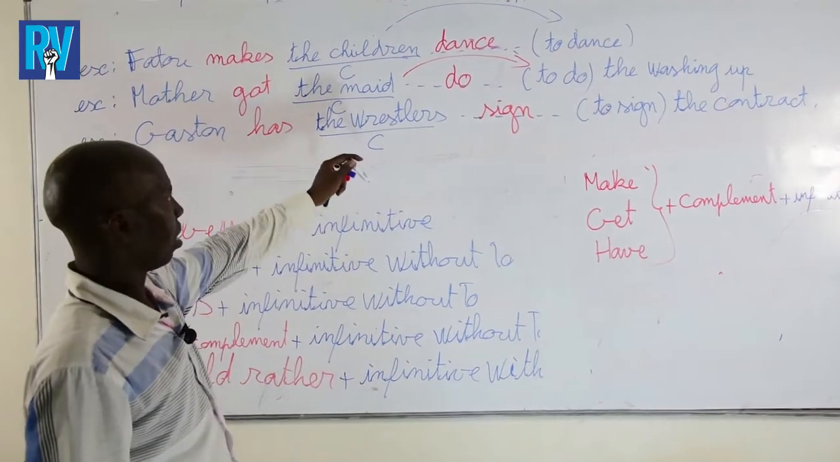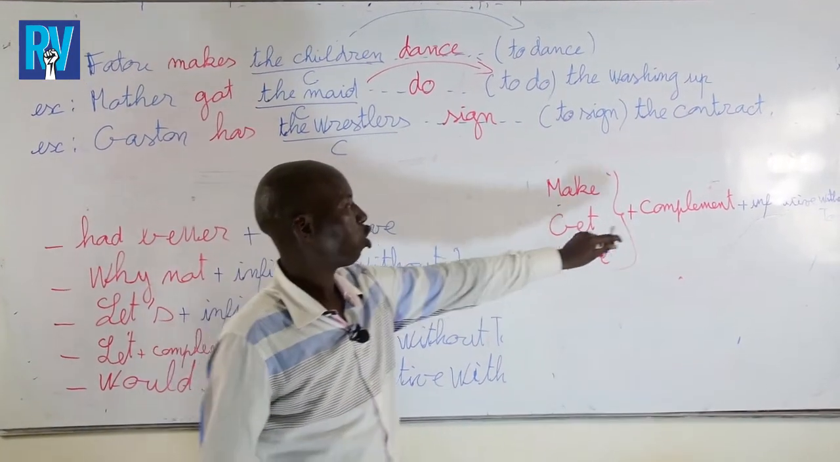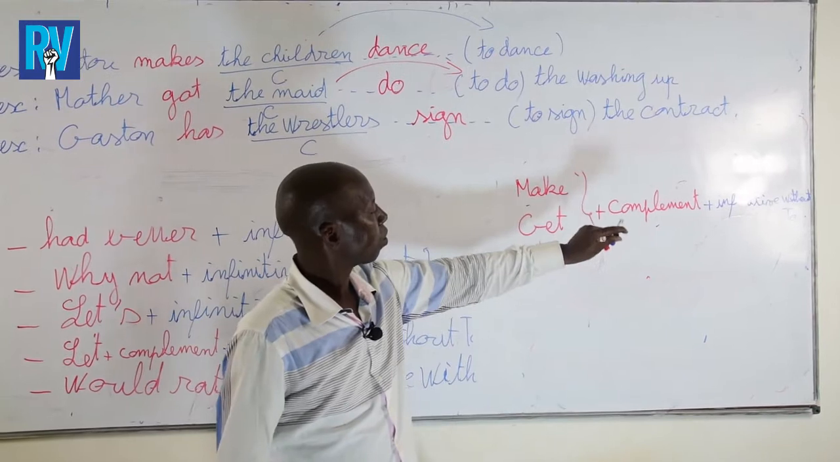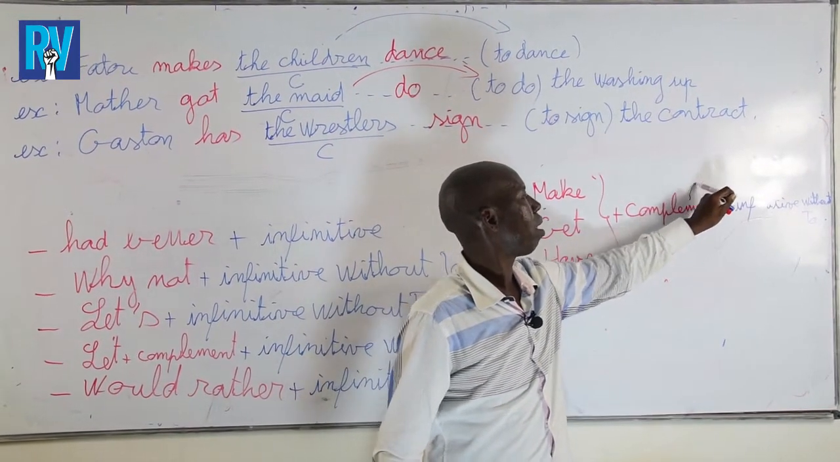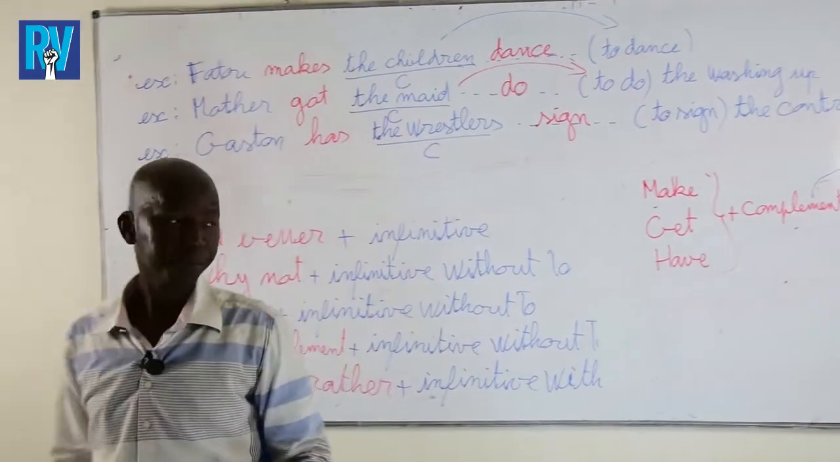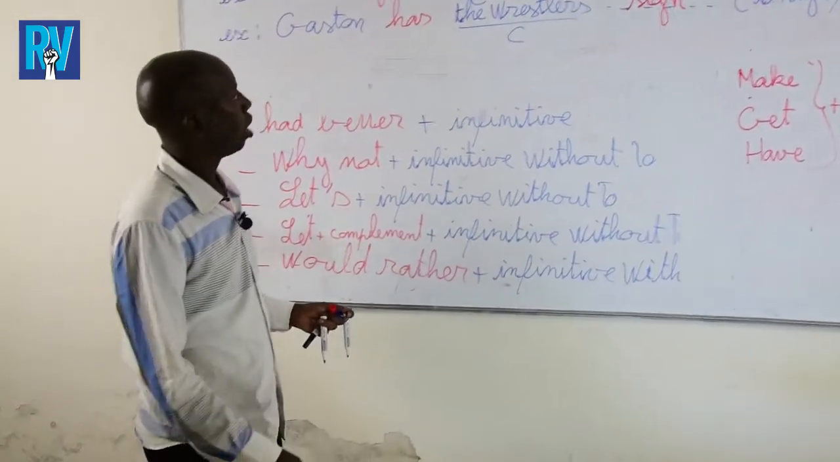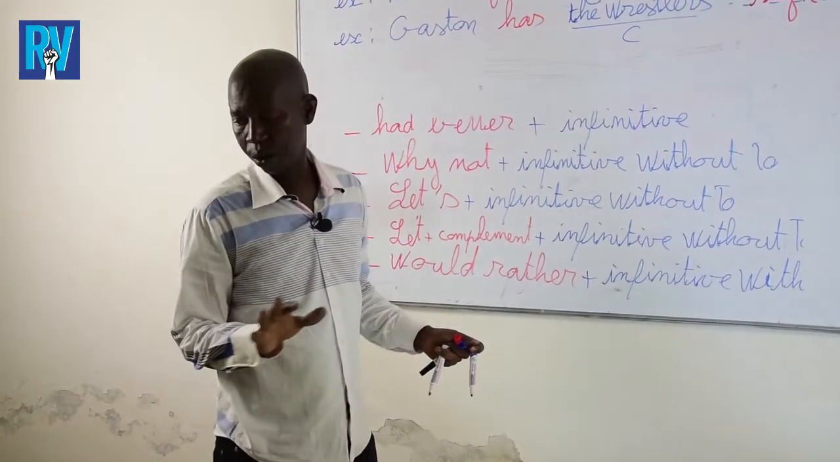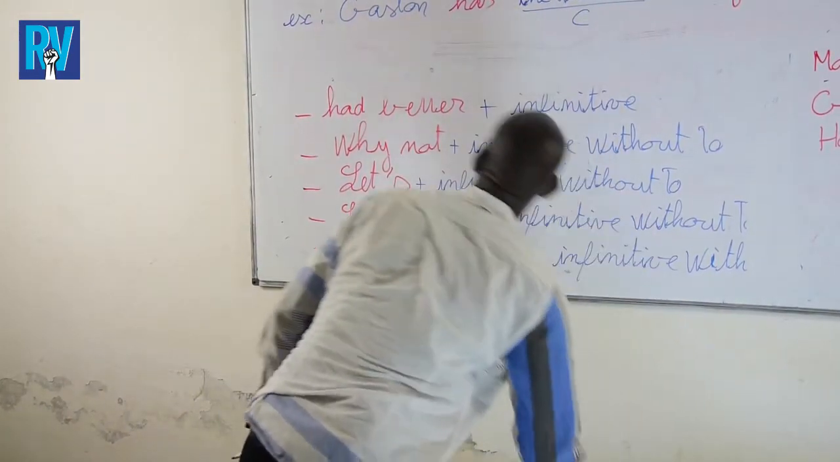Donc je reviens à la règle. Ça, ce sont des exemples. Le verbe make, get, have, suivi d'un complément. Le verbe qui suit s'écrit à l'infinitif sans trou si le complément fait l'action de ce verbe. Okay? Now, for the last part, pour la dernière partie, okay, we are going to see the ing form, la forme ing.